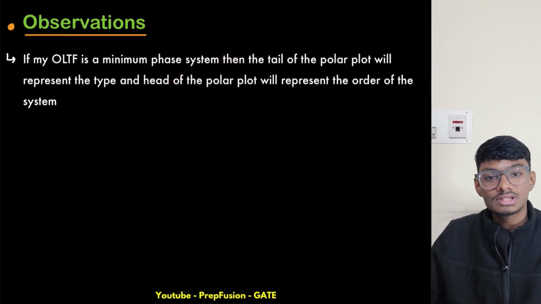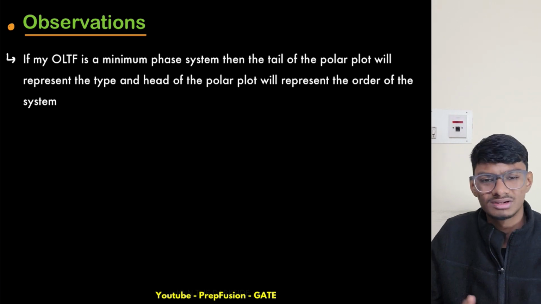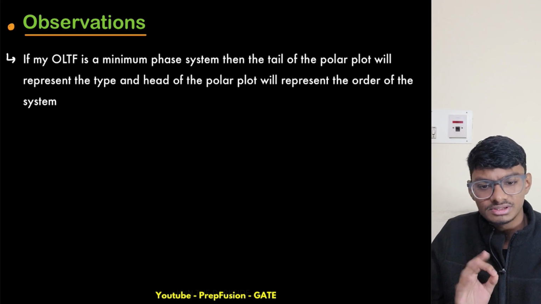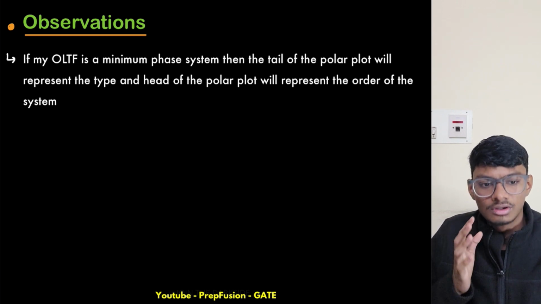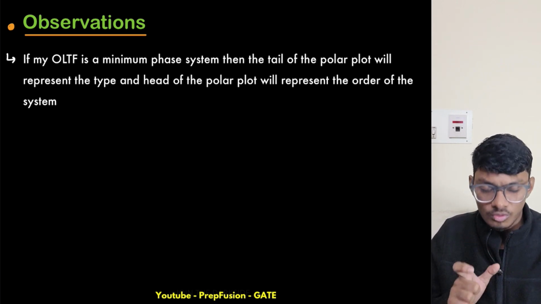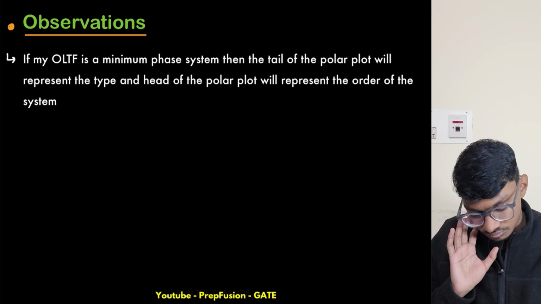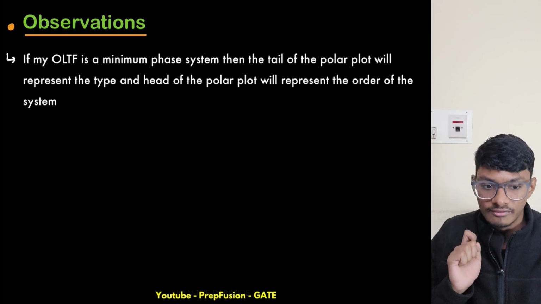Now what is a minimum phase system? Many people define minimum phase system differently, but the general rule of thumb is that for a minimum phase system, all the poles and the zeros of the transfer function should lie on the left hand side of the S-plane.